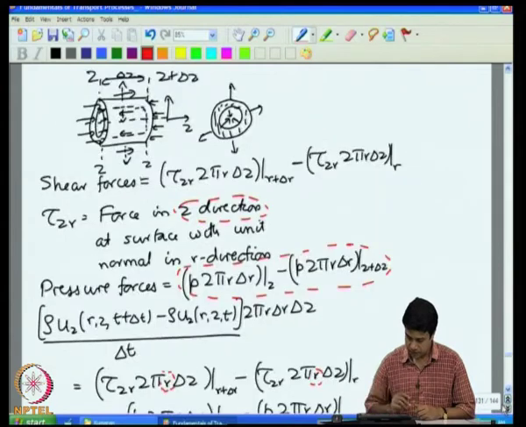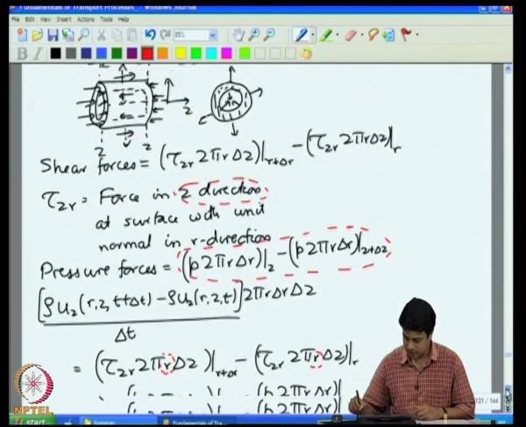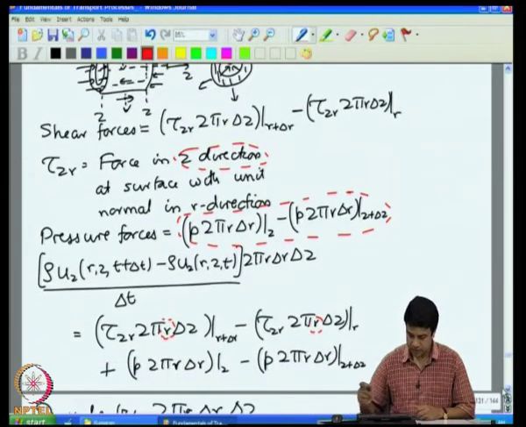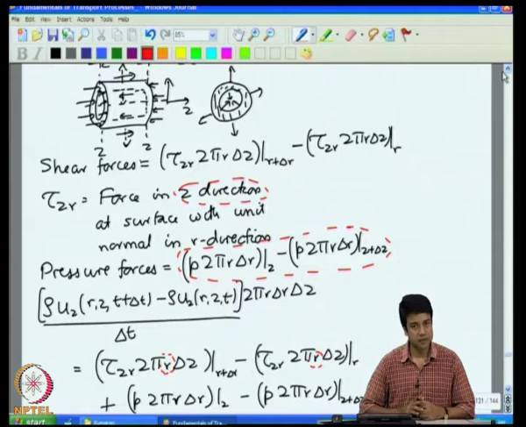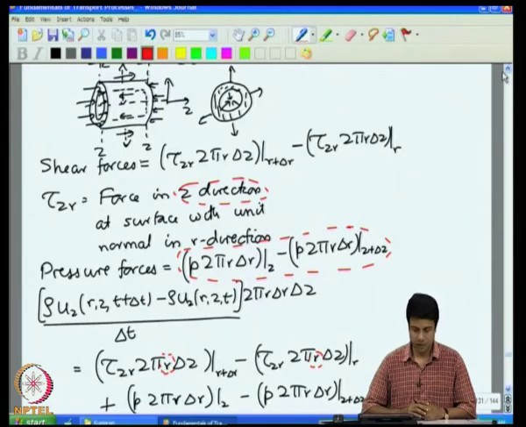Once we do that, we get an equation for the momentum balance as a function of the forces acting on the surfaces of this shell. There are two cylindrical surfaces at r and r plus delta r that are bounding this shell, and there are two plane surfaces at z and z plus delta z. We are writing a balance equation for the momentum in the z direction along the axis of the pipe.